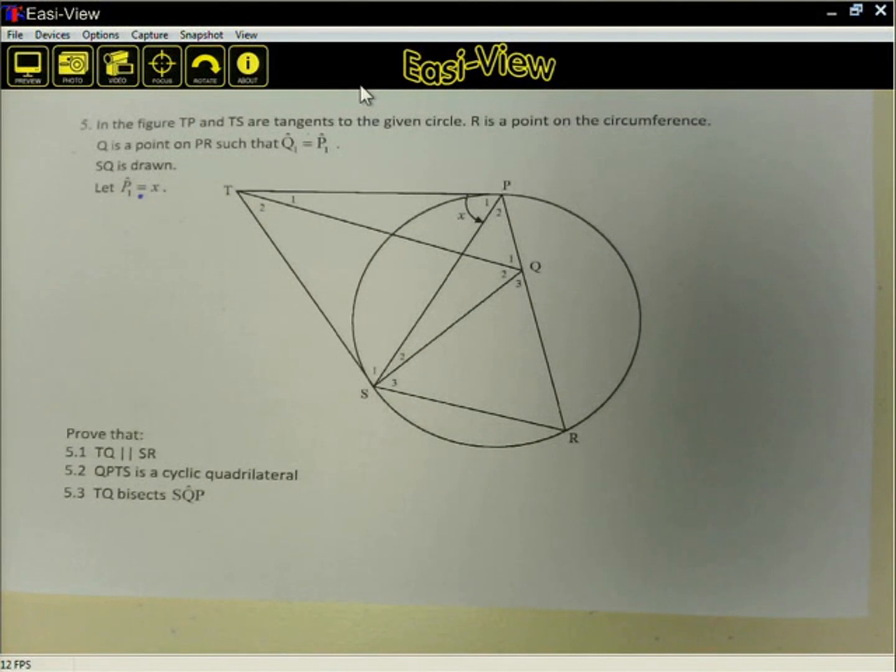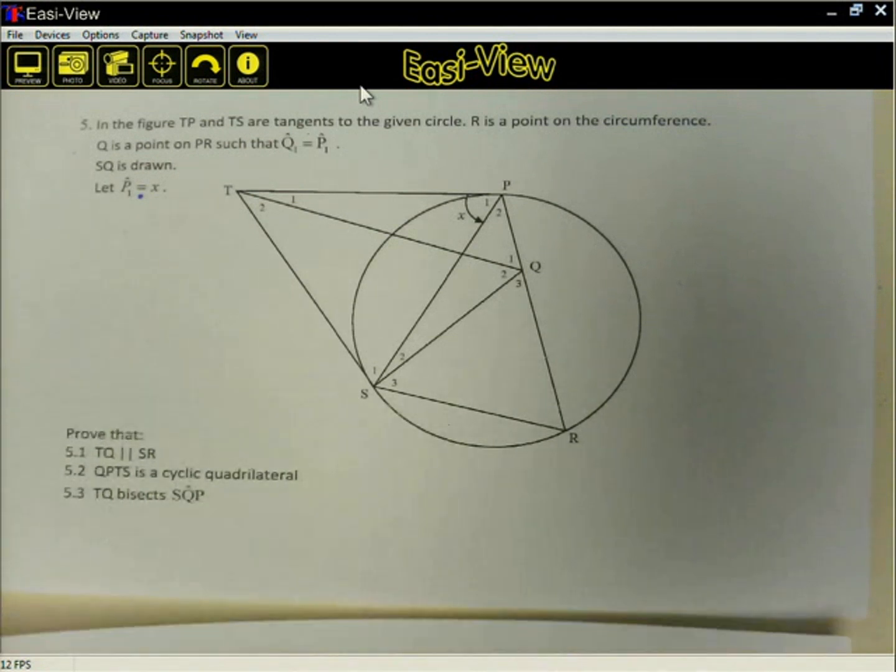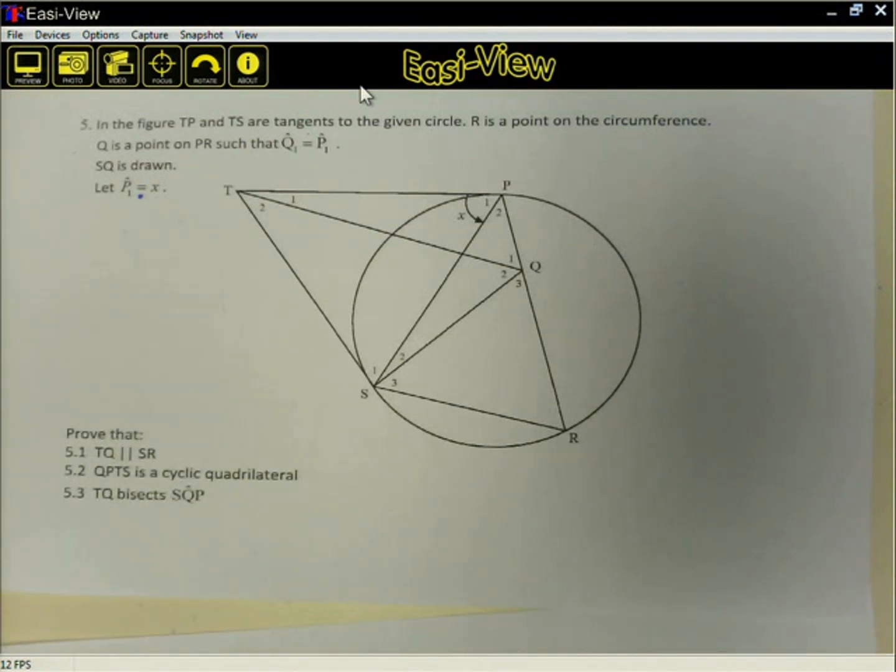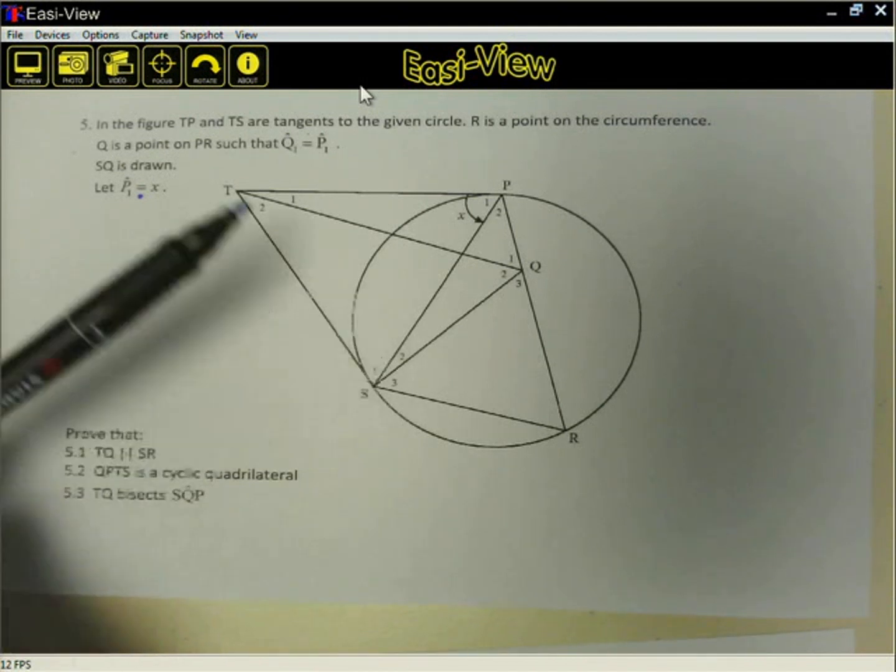Should we do it together or should I allow you to do it first? Let's do it together. I'll give you a chance for the next one to tackle it first. Okay? Let's analyze. Remember the key: when you analyze, where possible, indicate the given information on the diagram. Let me take you through it. In the figure, here is the figure.